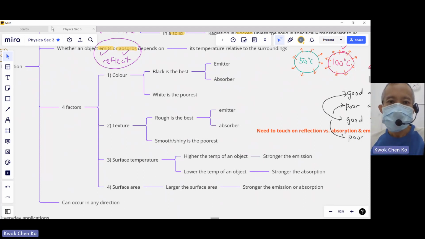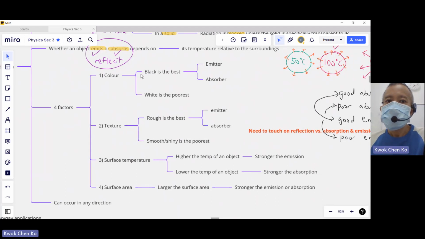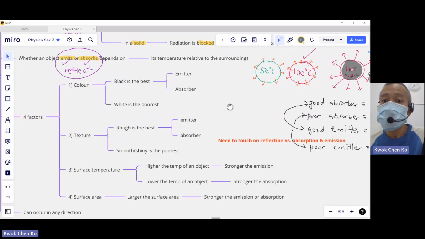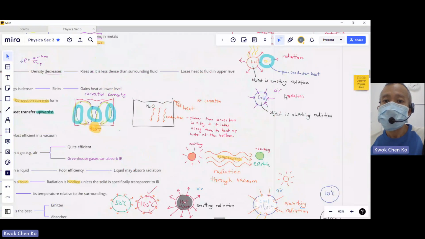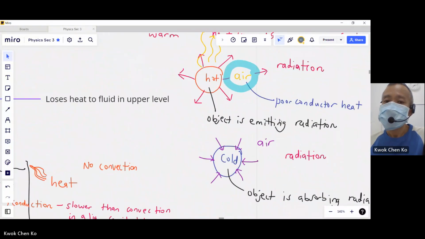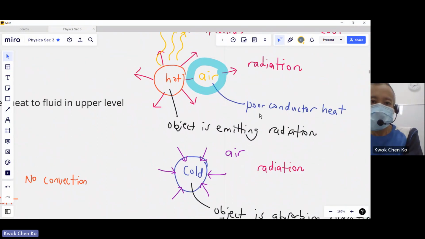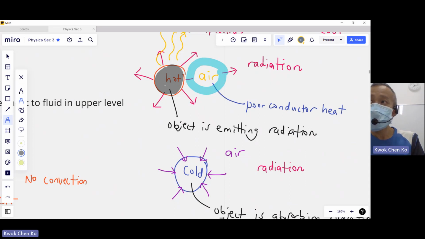Let's go through some examples. Now, take note. Black means if it's a good emitter, it's a good absorber. Everything depends on the temperature, whether it's emitting or absorbing. I think just now you can understand that one that I showed you, right? So if this guy is black, then it is a good emitter. And likewise, if this guy is black, then it is a good absorber.